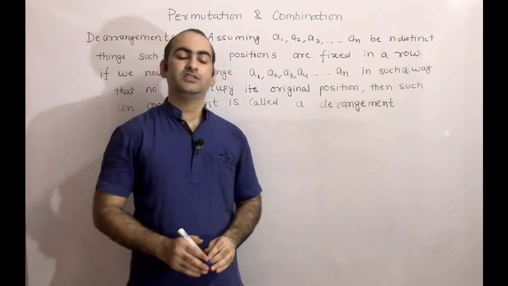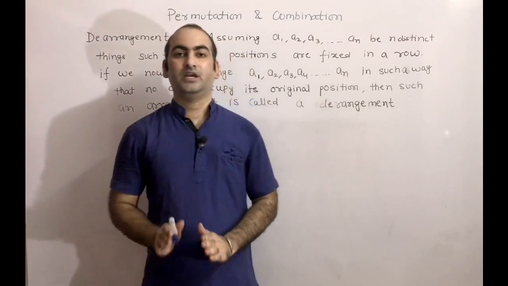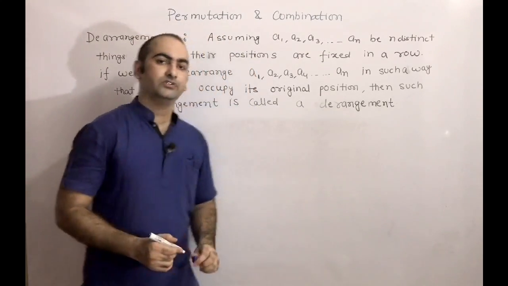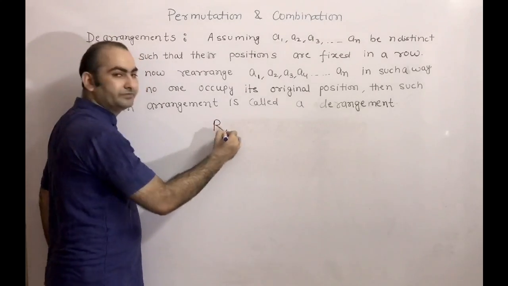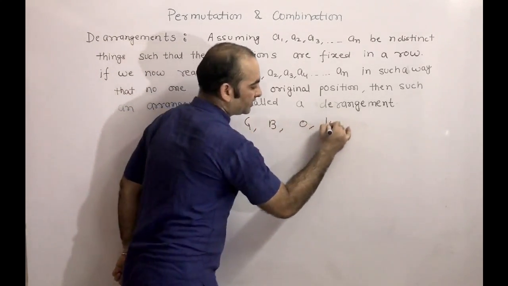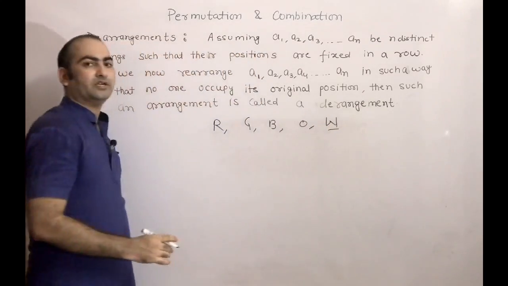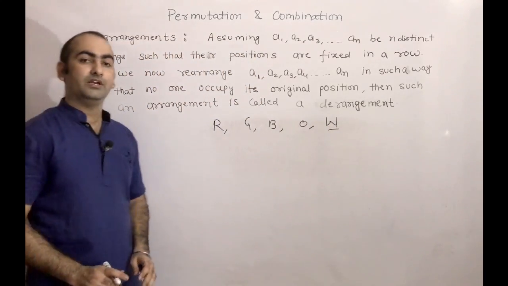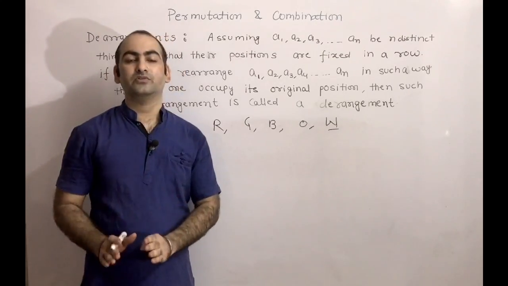Suppose we have 5 distinct balls and all are different colors: a red ball, green, blue, orange and white ball. So we have 5 distinct balls, all of different colors. Now for each ball we have one box of the same color.